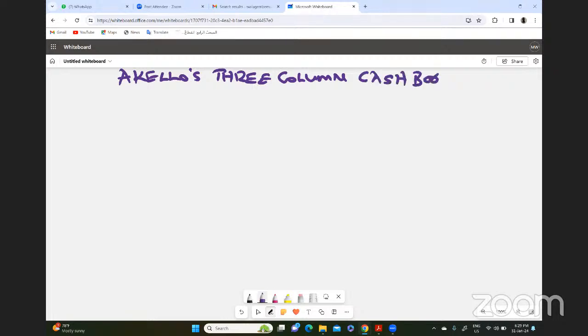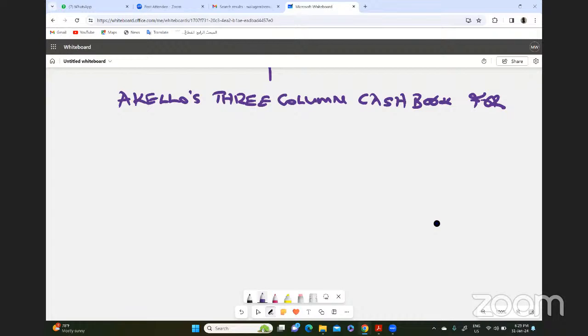This is Akelo's three column cash book for the month of February.